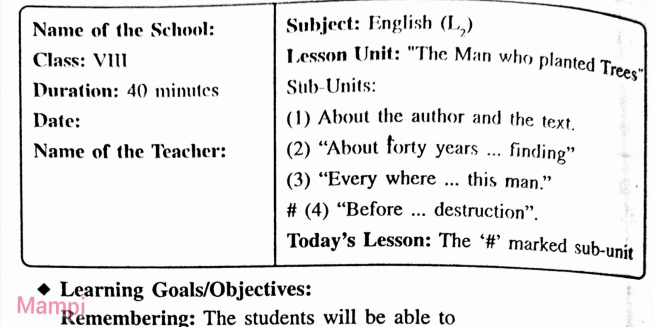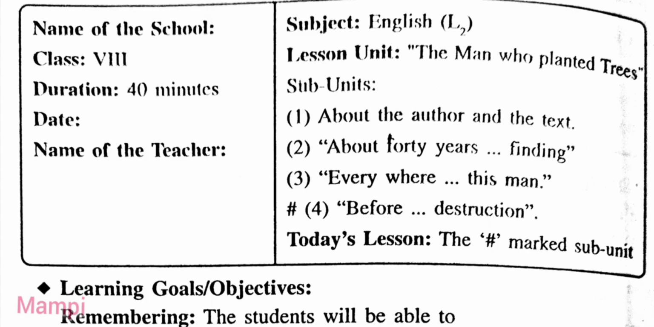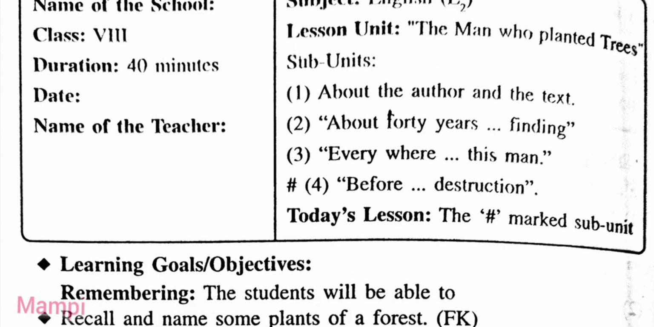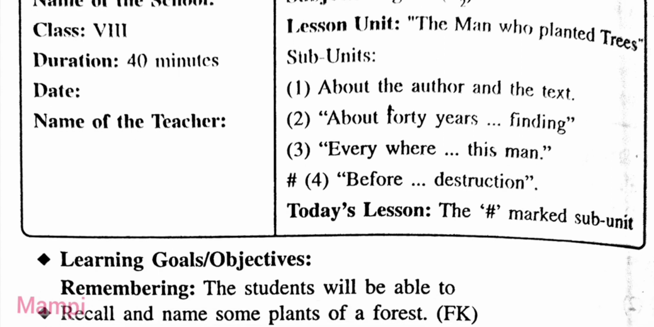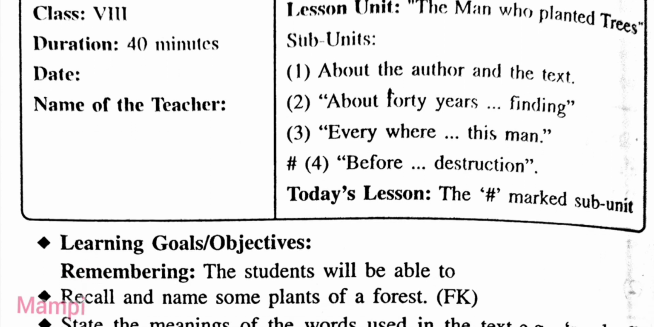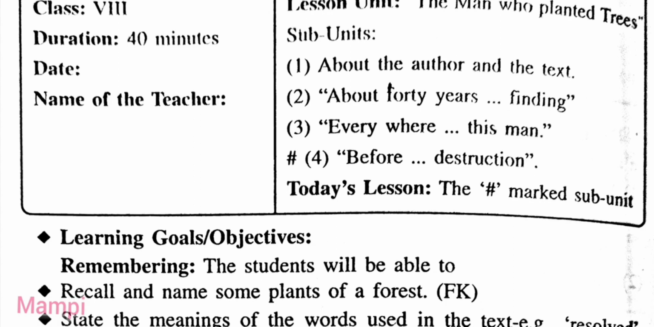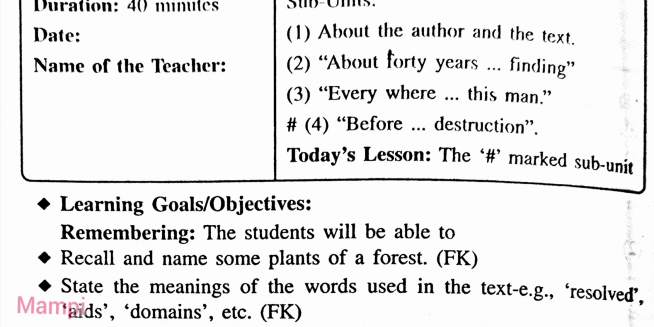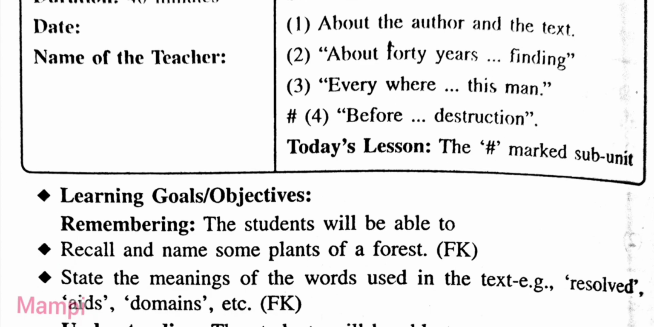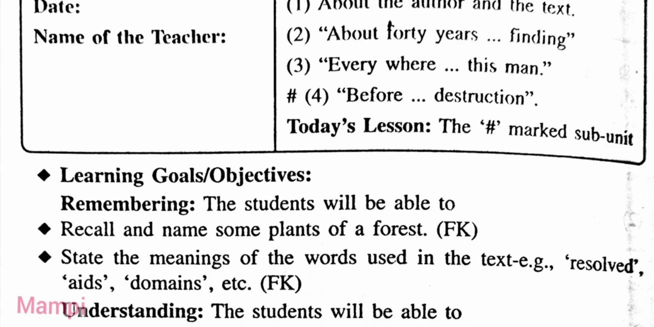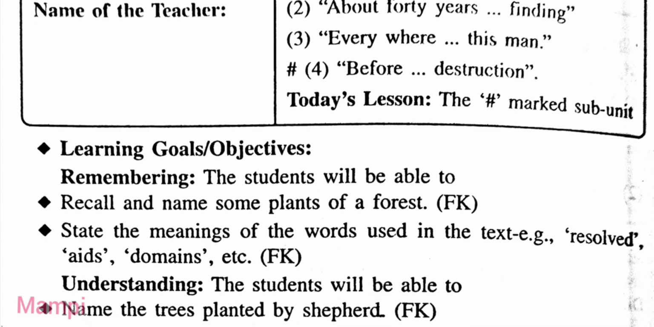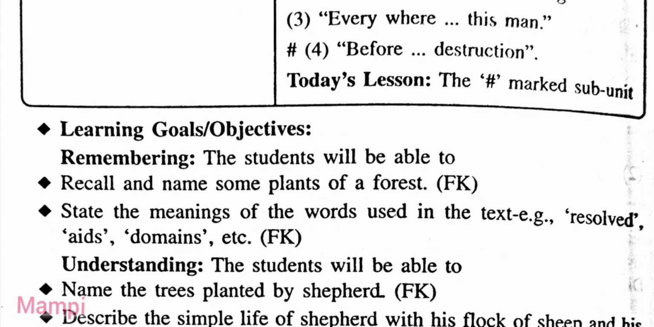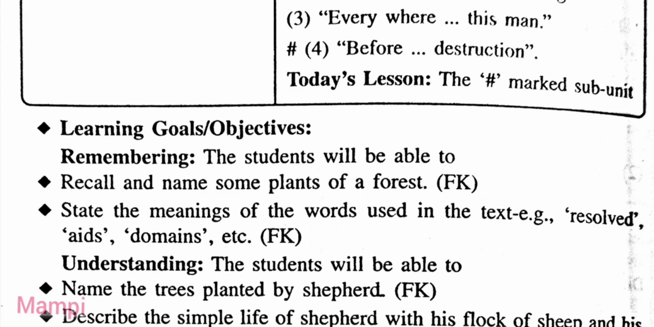Let's start the learning design. It is class 8, and the lesson unit is The Man Who Planted Trees, and there are 4 subunits. Number 1 is about the author and the text. Number 2 is about 40 years finding. Number 3 is everywhere this man. Number 4 is before destruction. Today I will discuss the subunit of before destruction.